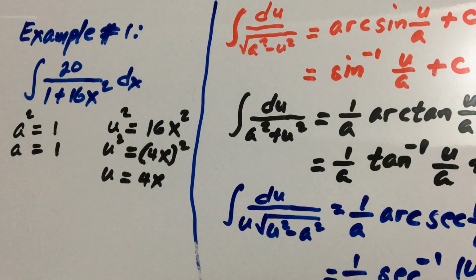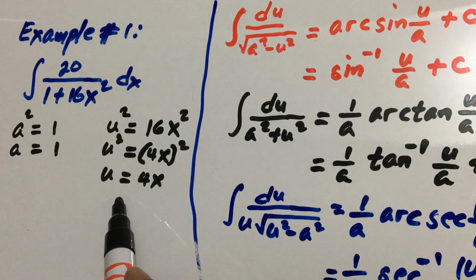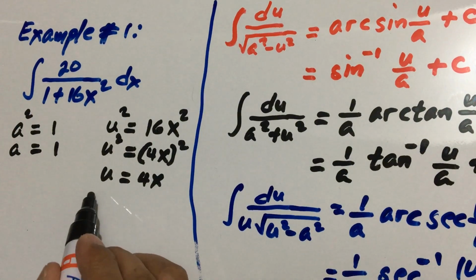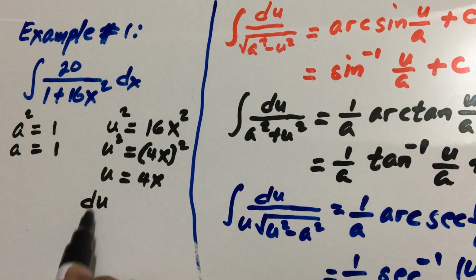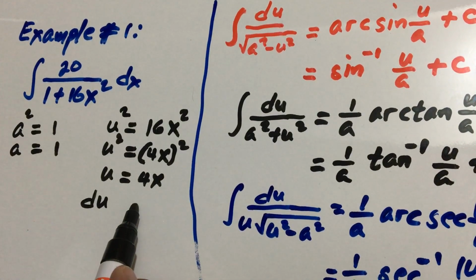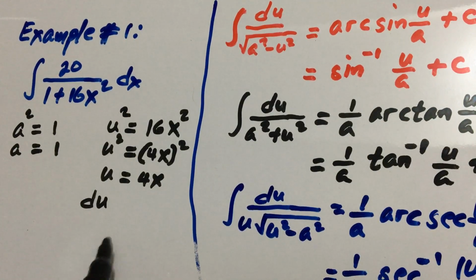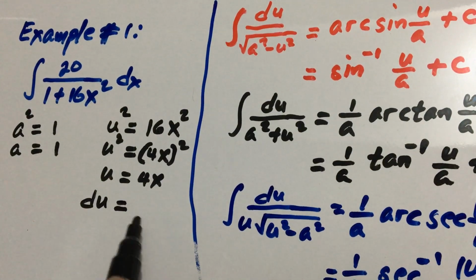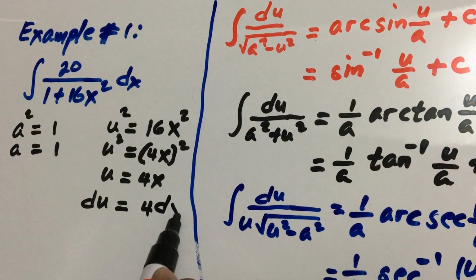Okay? Then if you take the derivative of this u, so what is our du? We know that when you take the derivative on both sides, we have du over dx equal to 4, right? Then you just solve for du by multiplying dx on both sides, so we get du. So we have our du is equal to 4 dx.